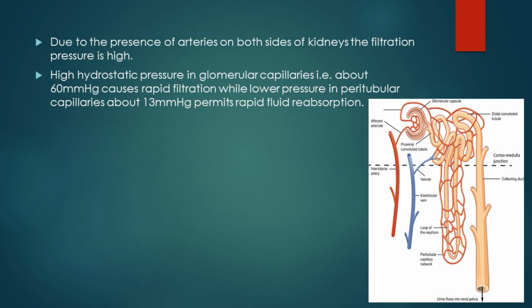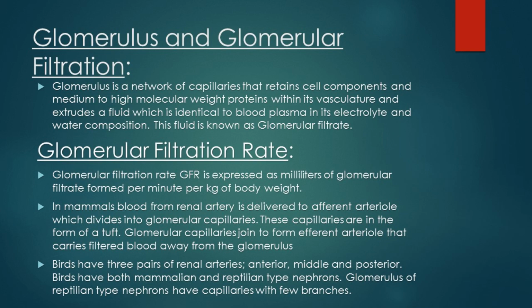So the major function of the glomerulus is the filtration of blood. It releases its filtrate into Bowman's capsule. The filtrate that comes into Bowman's capsule after being filtered by the glomerulus is identical to the blood plasma in its electrolyte and water composition. It means that medium to high molecular weight proteins and other components are not allowed by the glomerulus to be filtered and to come into the glomerular filtrate which is being released into Bowman's capsule.